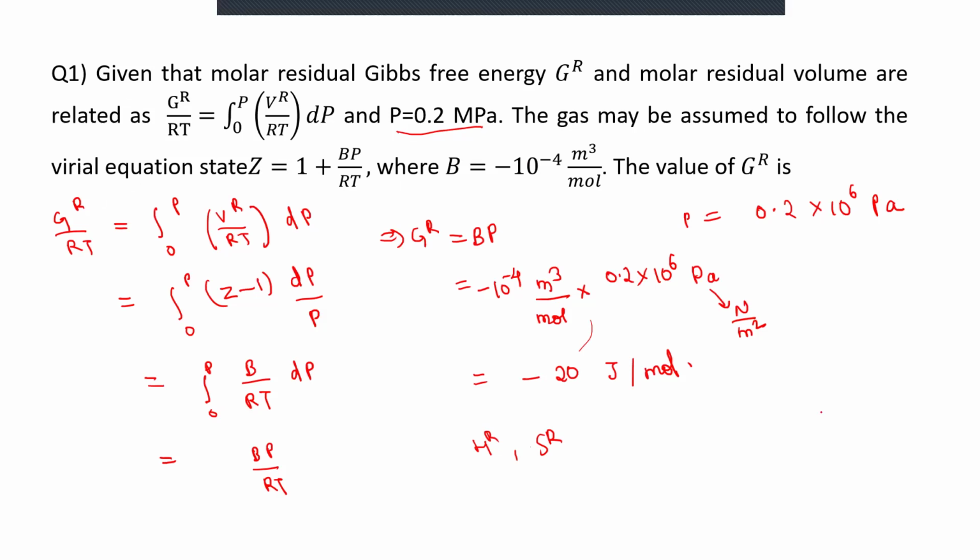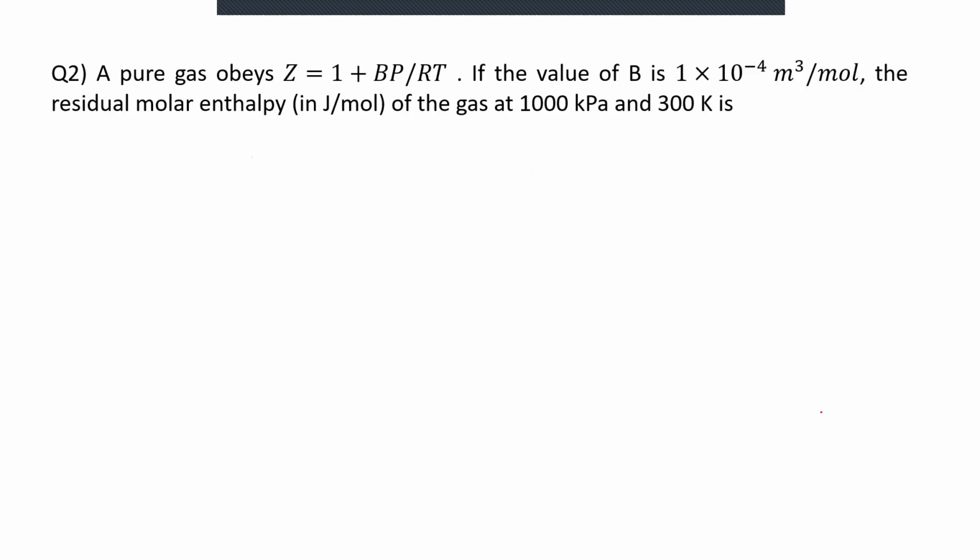So, okay, coming to the next question. Your gas, Z that is equal to 1 plus PP by RT. The value of P is this much. The residual molar enthalpy of the gas at 1000 kilopascal and 300 Kelvin is what? So P and T are given and we have to find the HR.